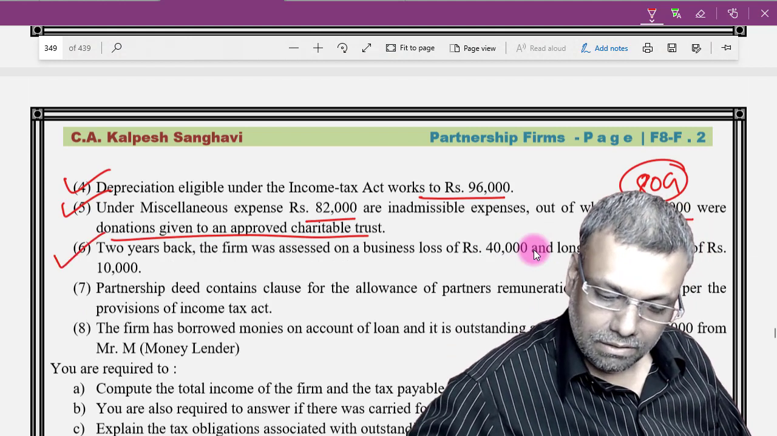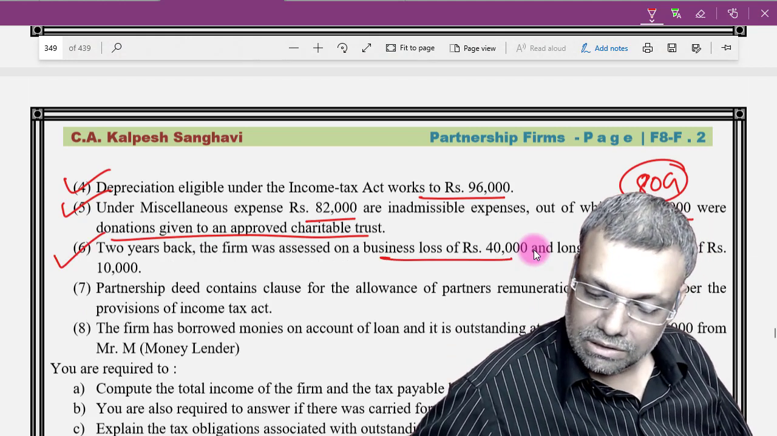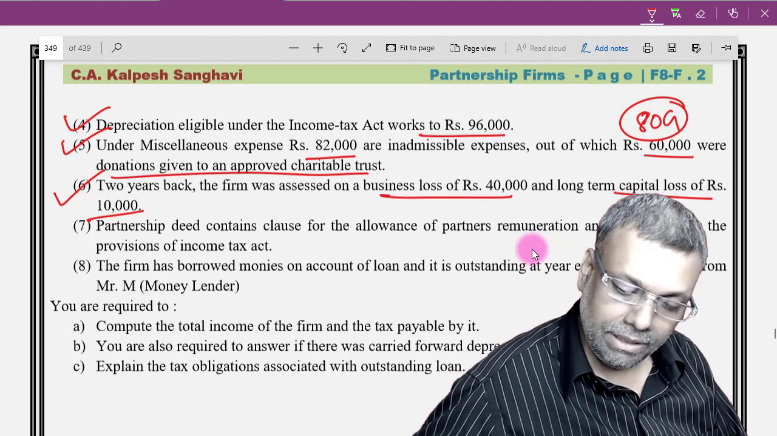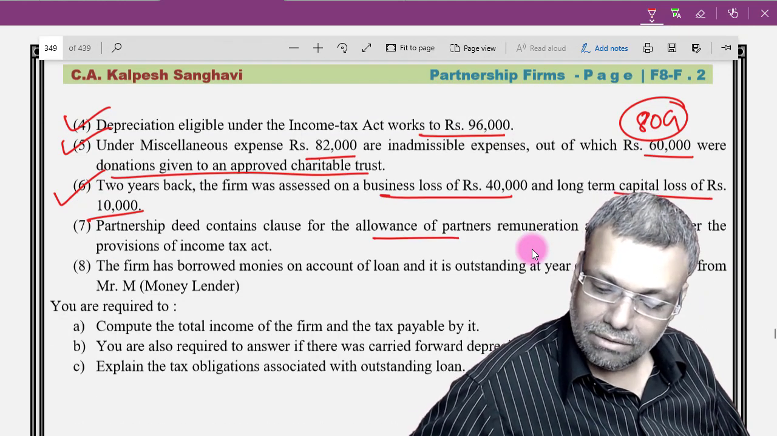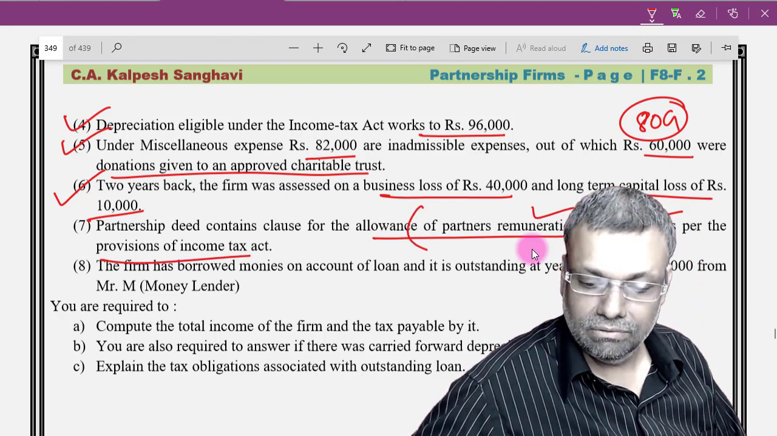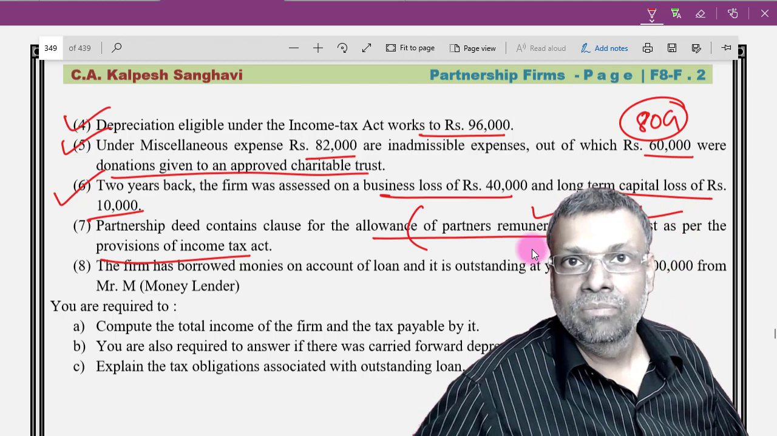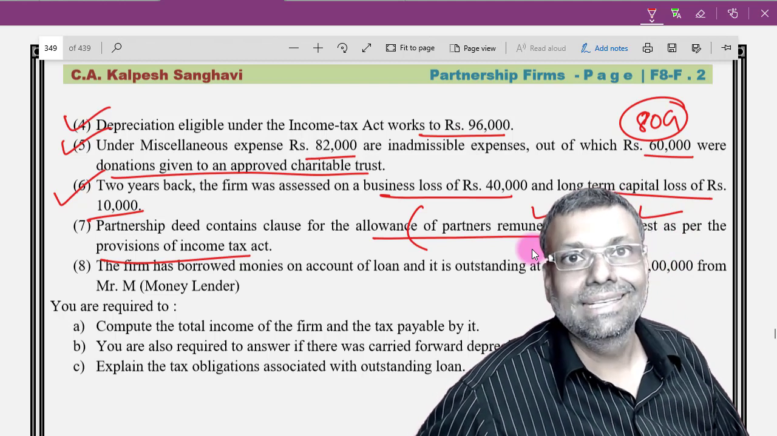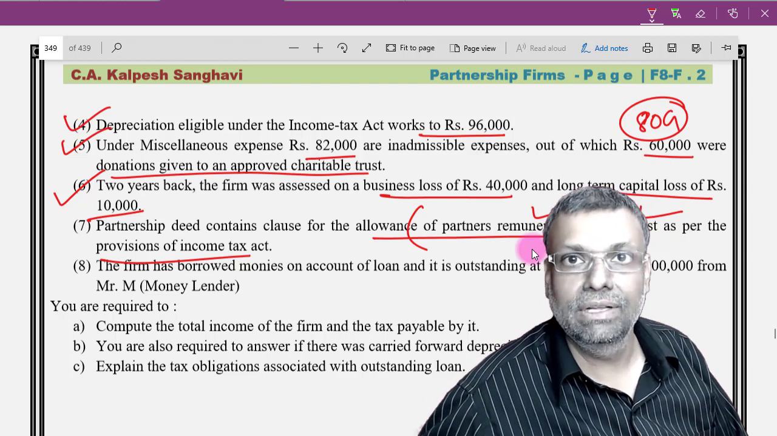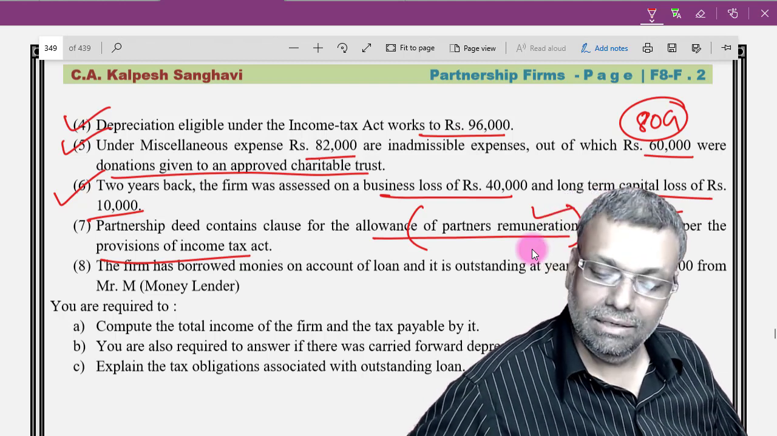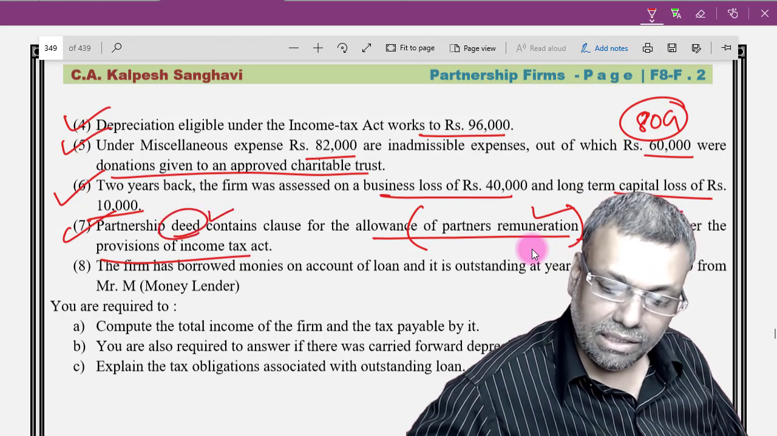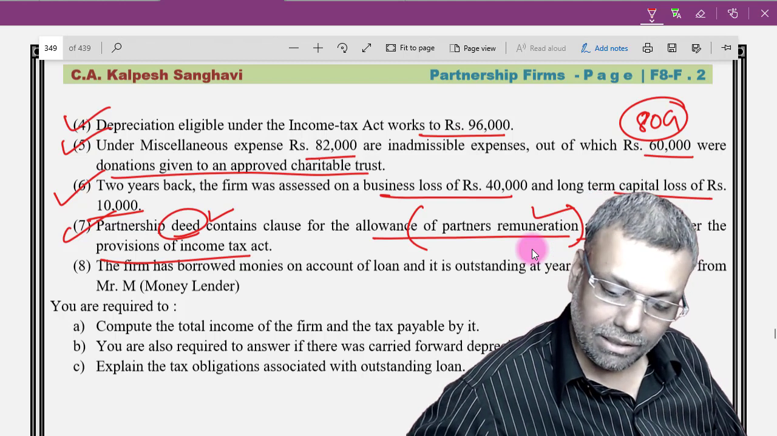Then 2 years back, the firm was assessed to business loss. This is carry forward set off that will come in afterwards. Keep it in our back memory. Partnership deed contains the clause for allowance of partners' remuneration and interest as per the provisions of the Income Tax Act. This is one of the very good points. See, the partners' remuneration and interest as per the income tax. So this is also a very valid way of drafting the partnership deed. There is nothing wrong, and as per income tax, it is permitted. So no problem. That means authorization is there in the partnership deed.